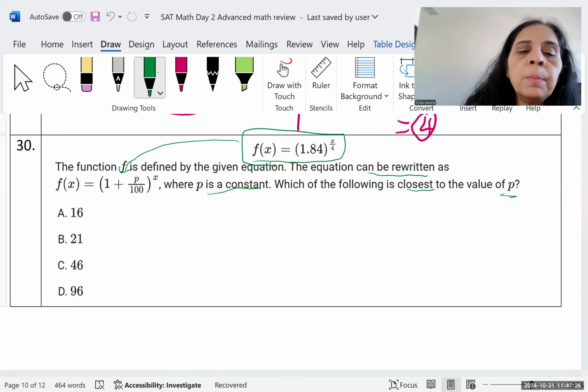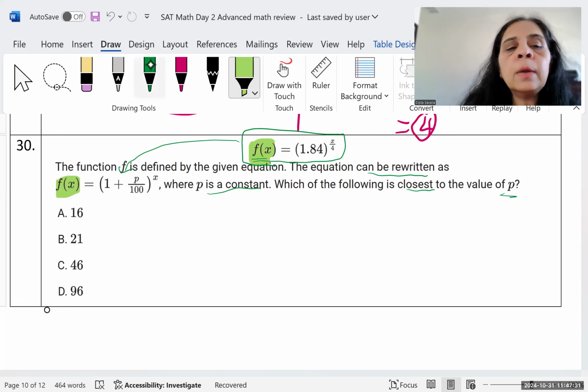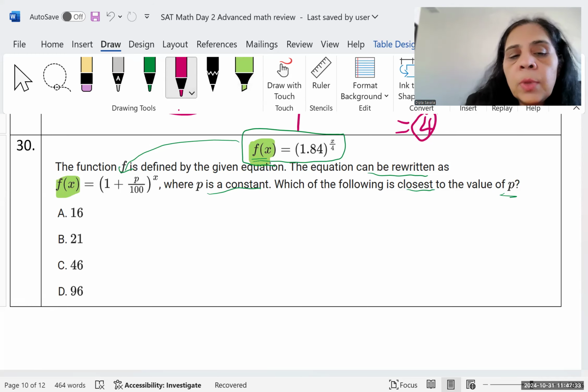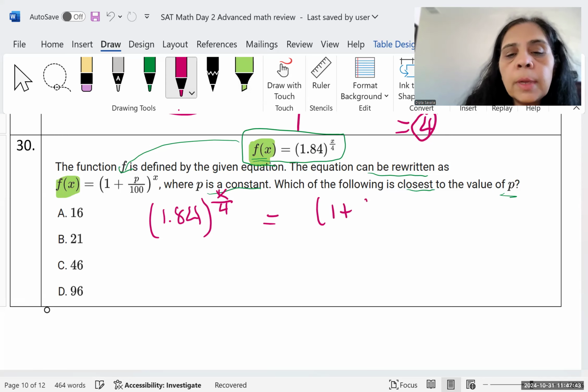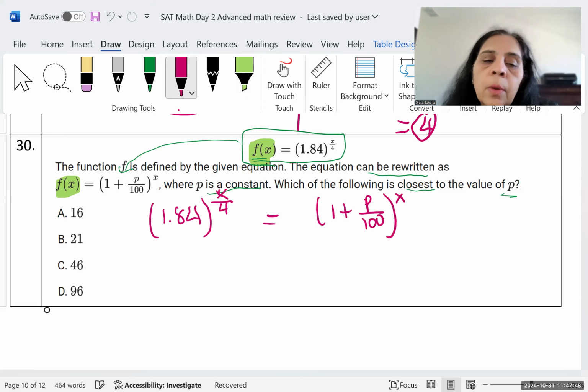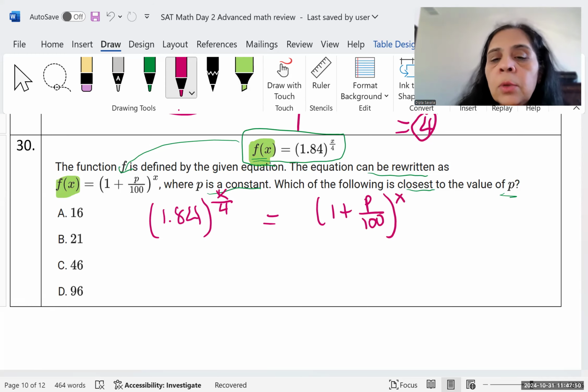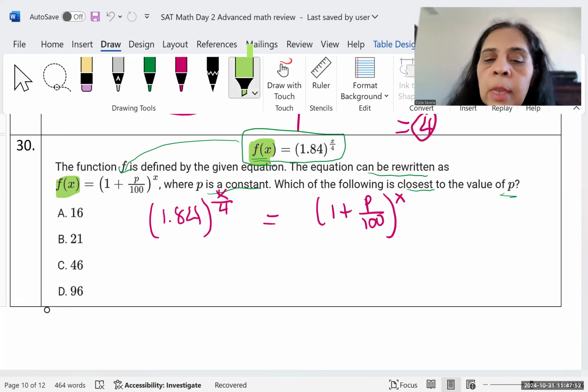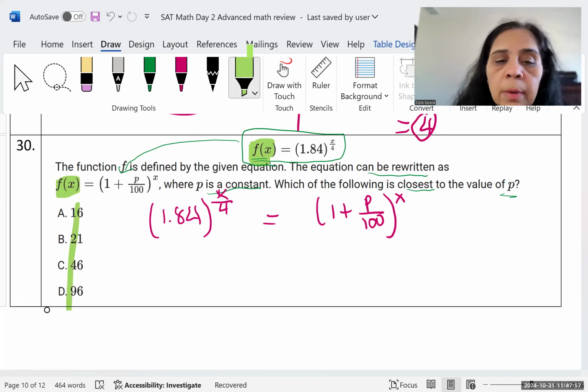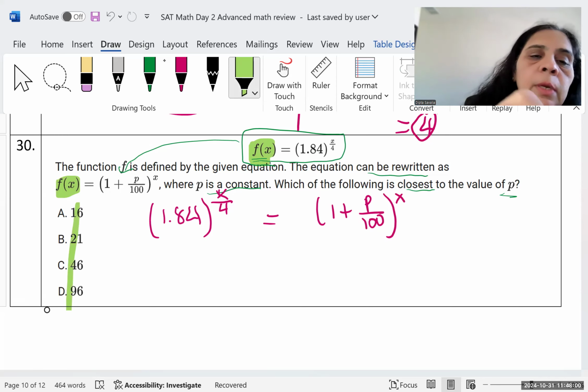Right? So we can compare. See, both function name is f of x. Right? So we can compare on both sides. So we can write 1.84 power x to fourth power equal 1 plus p over 100 to the x. All right, so in this entire equation, now you need to solve for x. So I can see we have two variables. So how can we solve for x when all answers are numbers? Right, so I can just do a little trick here.